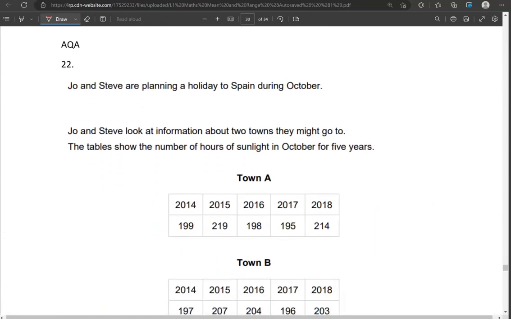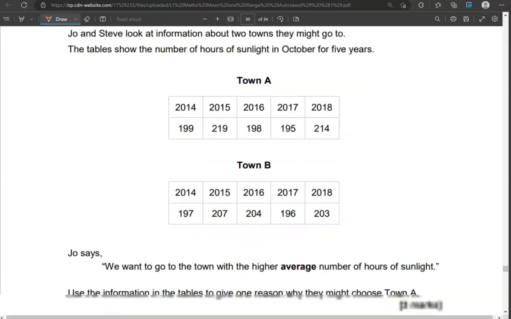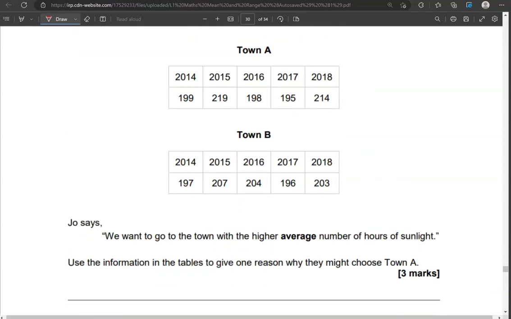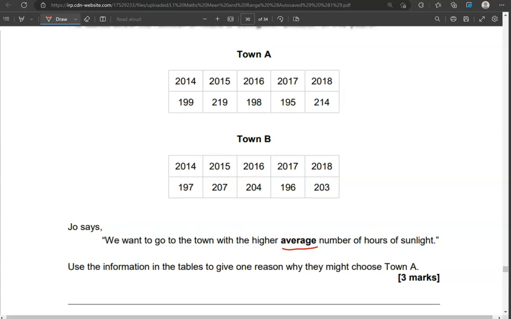Joe and Steve are planning a holiday to Spain during October. Joe and Steve look at information about 2 towns they might go to. The tables show the number of hours of sunlight in October for 5 years. Joe says, we want to go to the town with the higher average number of hours of sunlight. Use the information in the tables to give one reason why they might choose town A.